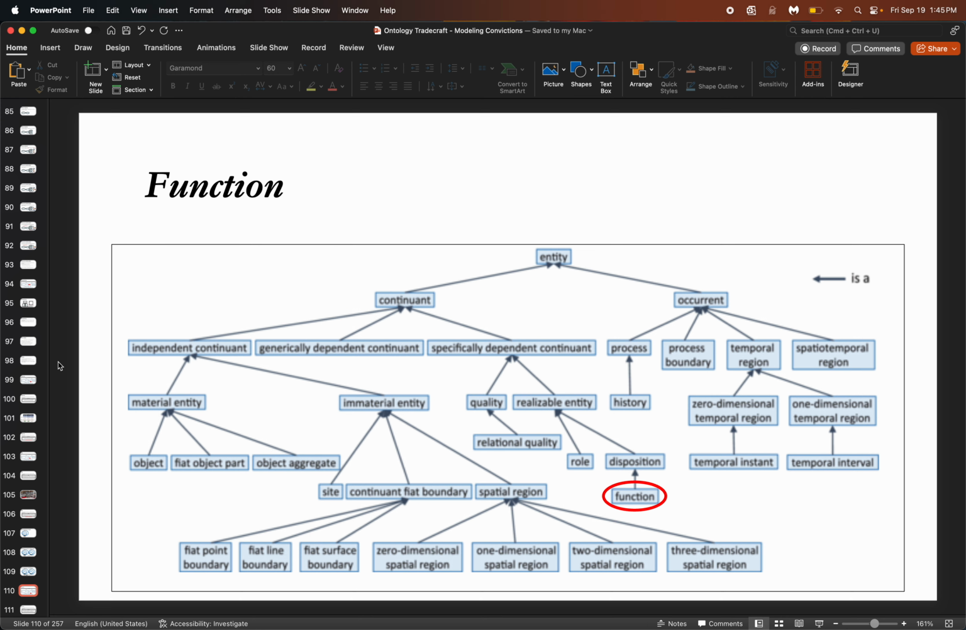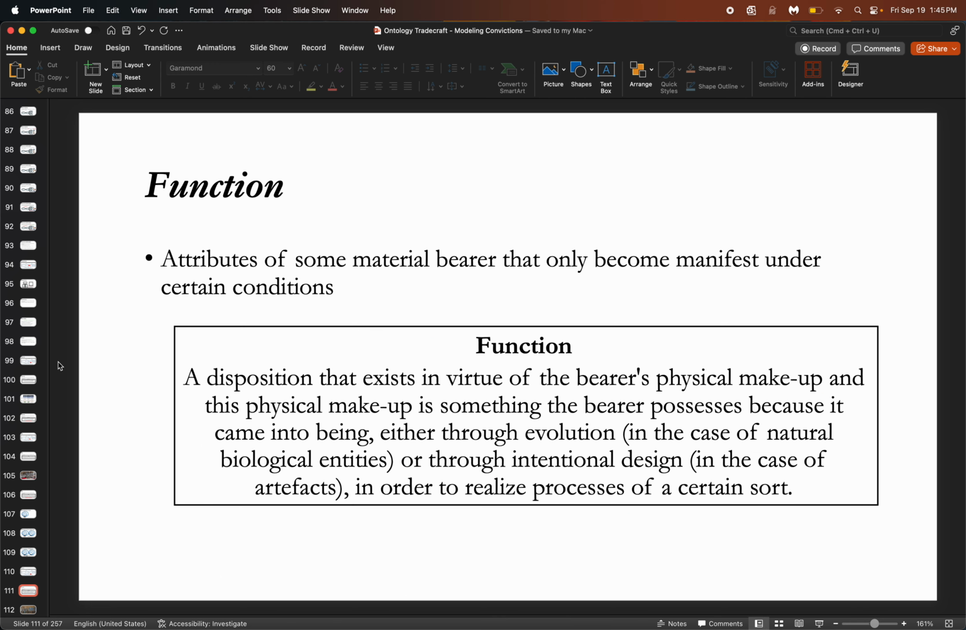There's a special type of subclass of disposition it's worth calling attention to, called function. And these are dispositions that exist in virtue of the bearer's physical makeup, and this makeup is something the bearer possesses because it came into being either through evolution or intentional design to realize processes of a certain sort.